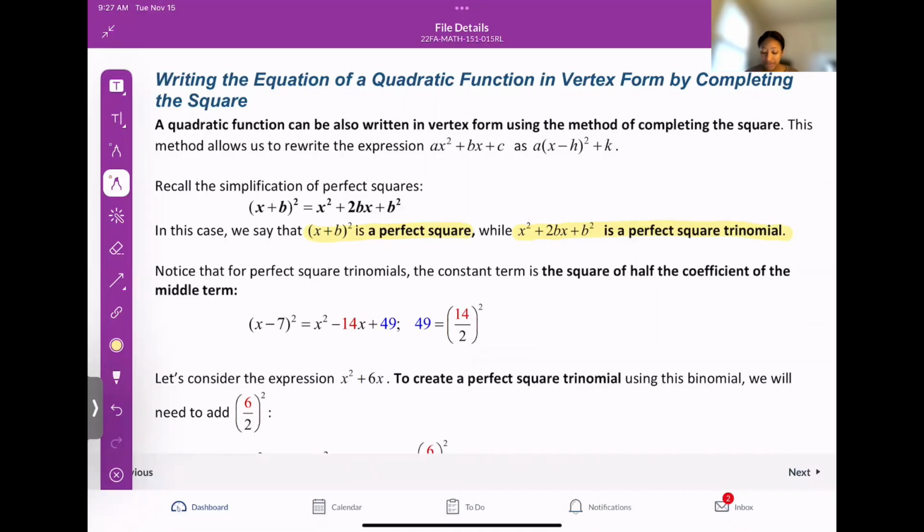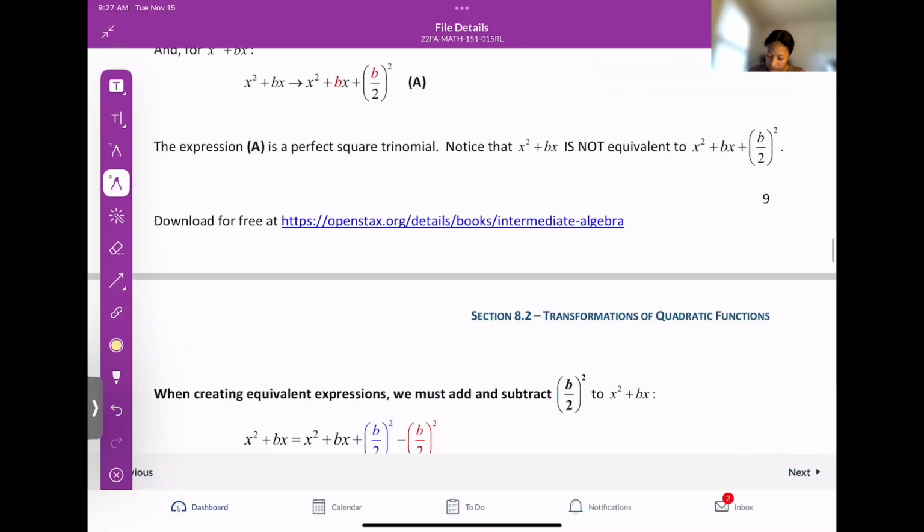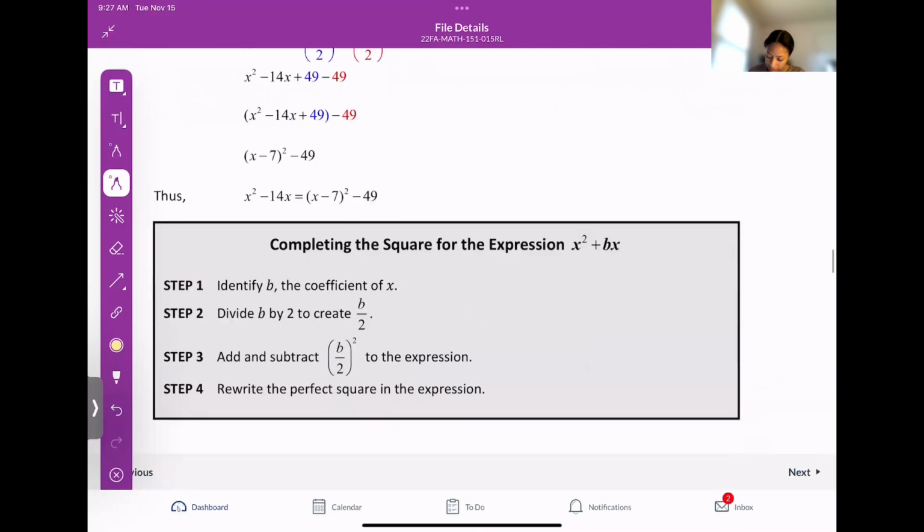Every time that we have a problem, it's not always going to be a perfect square trinomial. So our goal is to force it to be one. So we're going to add or subtract things on both sides of our equation to create a perfect square trinomial and then simplify it to x plus b all squared. There's an example done here for us, but I like to simplify it.